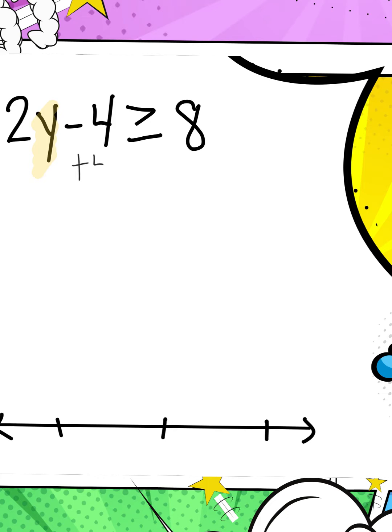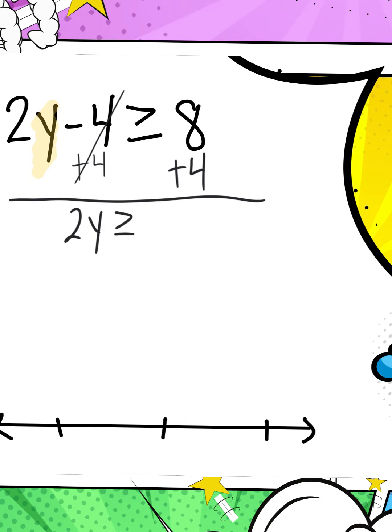So I'm going to add 4. But just like usual, if I add on one side, I have to add on the other side. So I'm going to add 4 to the 8. I'm left with 2y is greater than or equal to 12. Divide by 2 on both sides to get rid of the multiplying, and I get y is greater than or equal to 6. So really not any different than solving a multi-step equation.